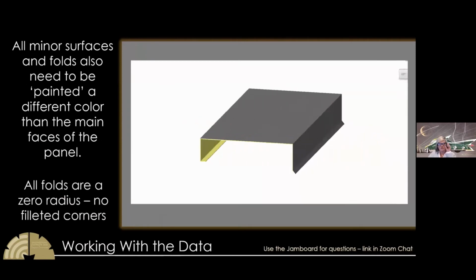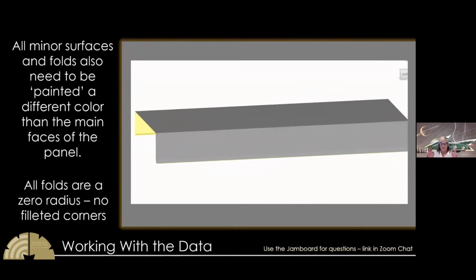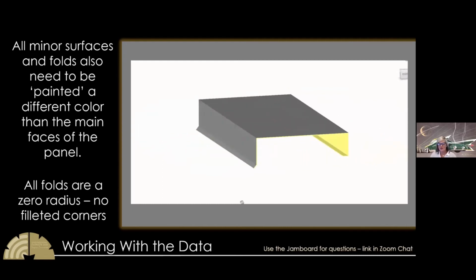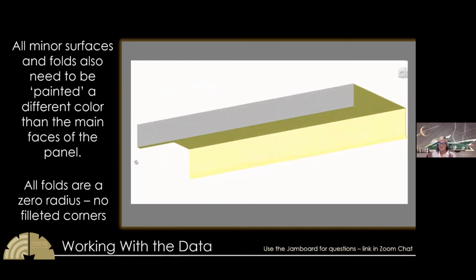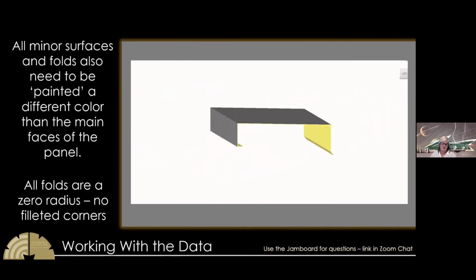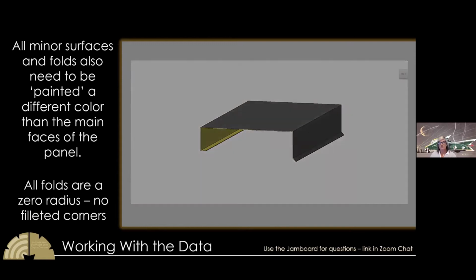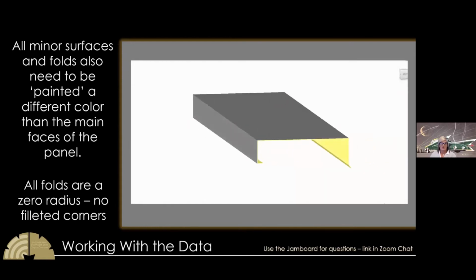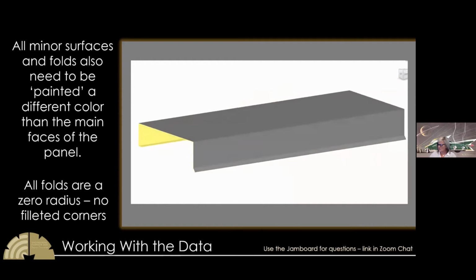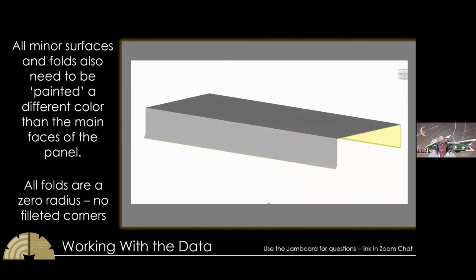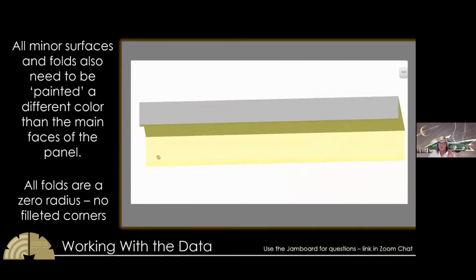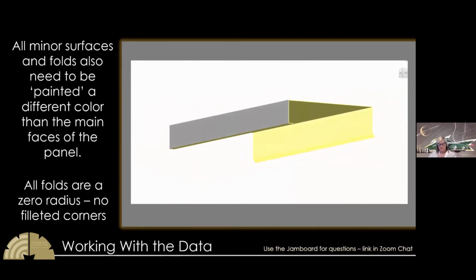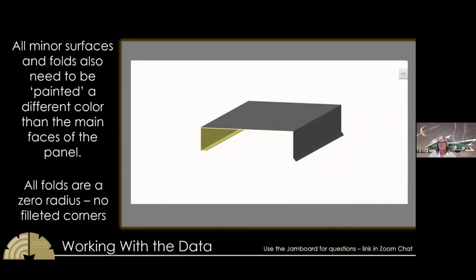All minor surfaces and folds need to be painted, quote unquote, painted a different color than the main faces. This means anything that we don't want the takeoff program to take off, because the panel fab team is going to deal with it, we want all of those to be ignored by that program. So we make the material and paint it, and I'll show you that in a second. All folds are 0 radius, no curve, no filleted corners, no rounded press broke shapes. It's all square, so we get that geometry right for takeoff.